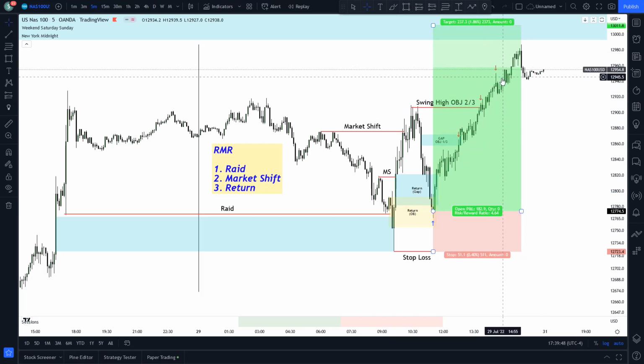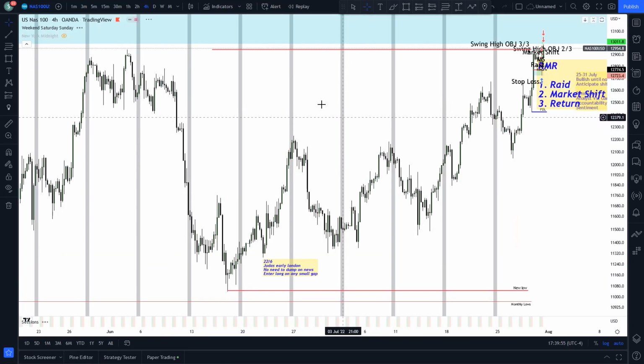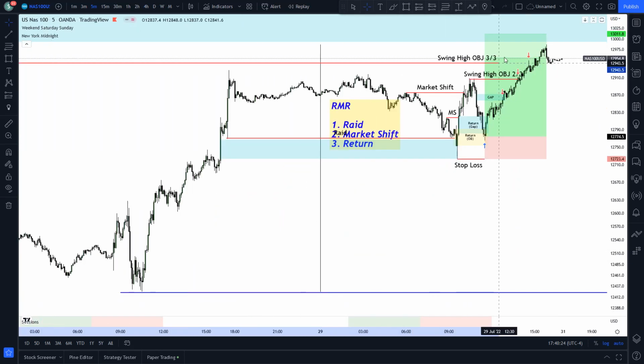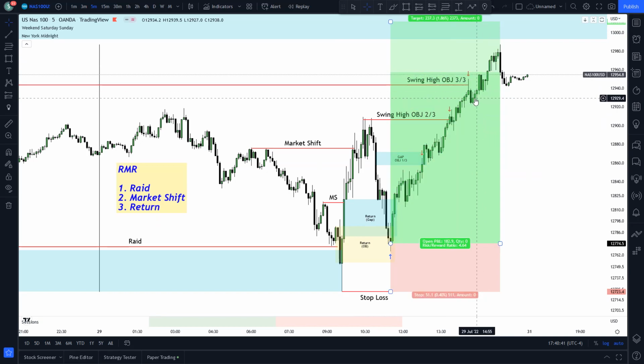And our final partial over here, you might be wondering, what did it reach for us to take off a partial there? Well, let's zoom out into the 4-hour chart, and you can see there's a swing high right over here, right at the peak. That swing high reaches right there, and that right there is our final partial.